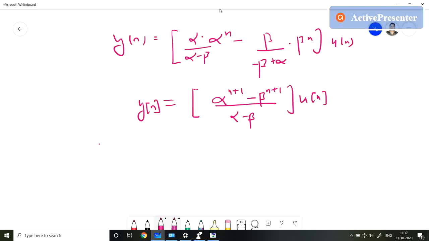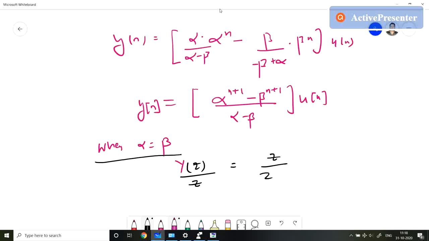We have two conditions. So when alpha is equal to beta, what will we get? When alpha is equal to beta, then Y(z). So let us discuss these conditions. When alpha is equal to beta, we have Y(z) divided by z equal to z divided by (z minus alpha) square, and that is equal to lambda 1 divided by z minus alpha plus lambda 2 divided by (z minus alpha) square.